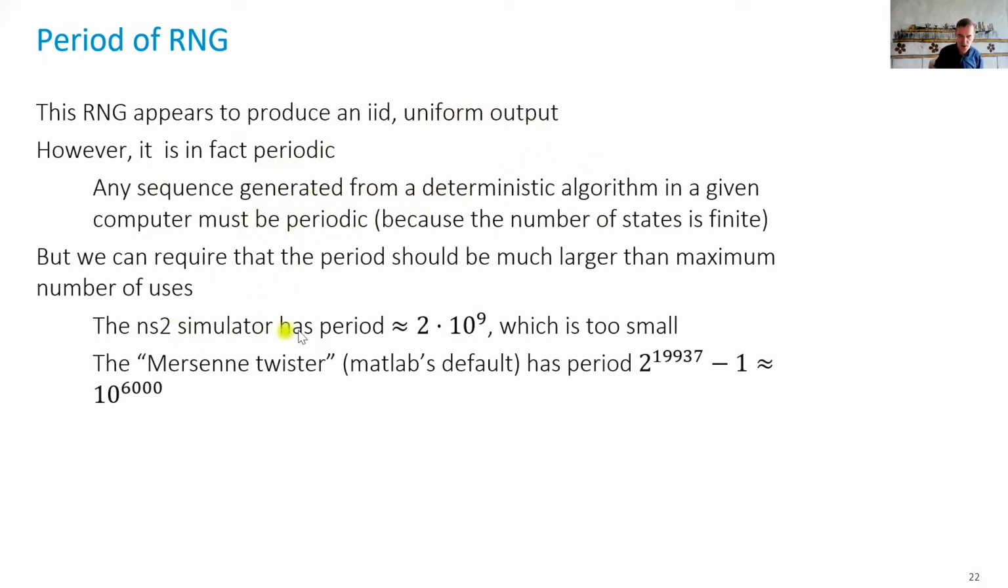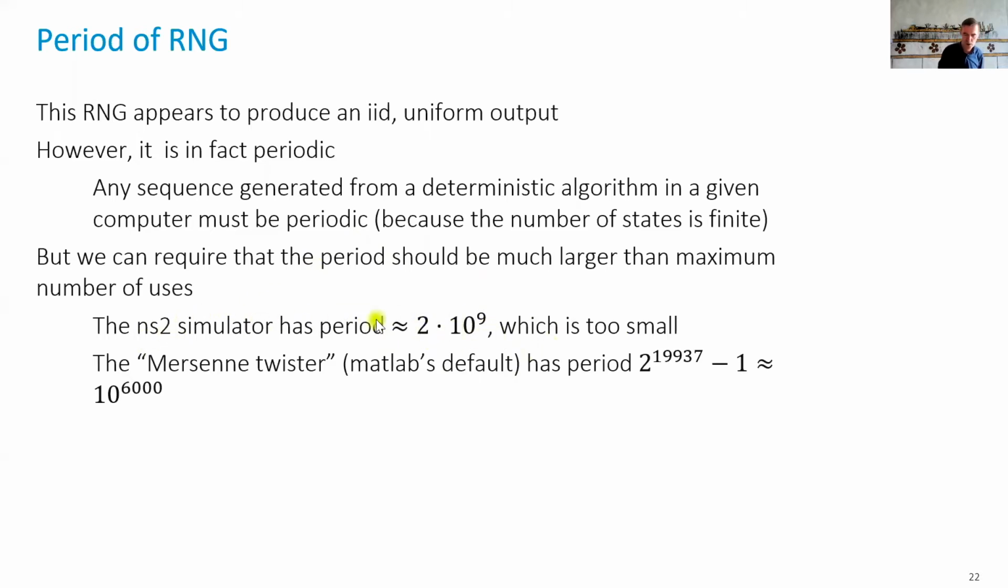So any sequence generated from a deterministic algorithm in a given computer must be periodic here. Now, for the NS2 simulator, the period is 2 billion, which is large for individual things, but when we do simulation in the computer, it is too small here. So if the random number generator is periodic, of course, that's embarrassing. That means that if you do long simulation runs, sooner or later, you will do the same thing again, which is the opposite of randomness. It simply means that the tests we did a few seconds ago are not looking far enough into the time diagram to be conclusive.